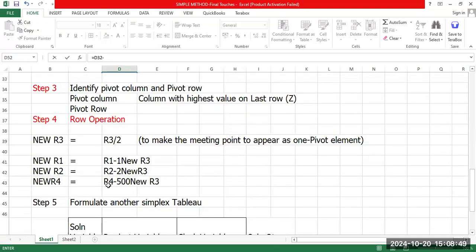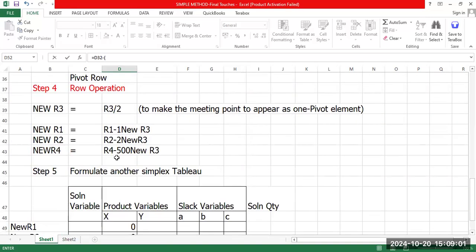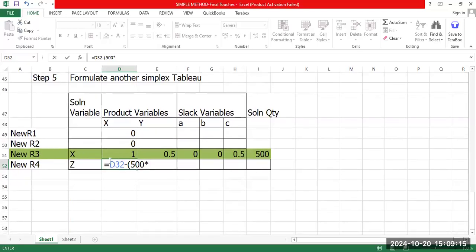Why are you putting 500? Because you're saying row 4. This is your row 4. What was the value here? 500. Then minus, open bracket. The formula is saying what? Put 500 times, the formula is saying you multiply by new row 3. What is your new row 3? At this point here, when you're standing here, what is your new row 3? It is 1, close bracket, then equal sign. Are you seeing that you're getting 0? I hope also on your calculator you are getting 0.